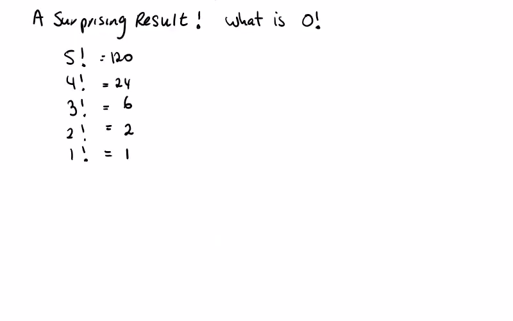So let's have a look at this surprising result. Normally in math, 0 is equal to 0 and nothing else will happen, but what about 0 factorial? So before trying it on your calculator, let's have a look here at the pattern going down this way. So pause the video and write this down.